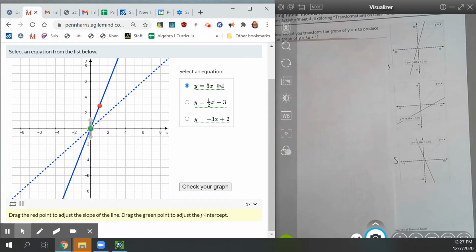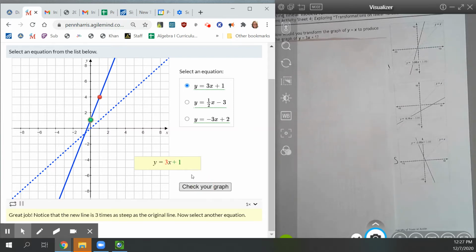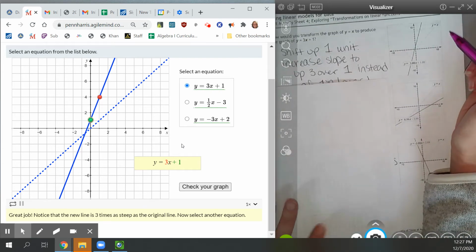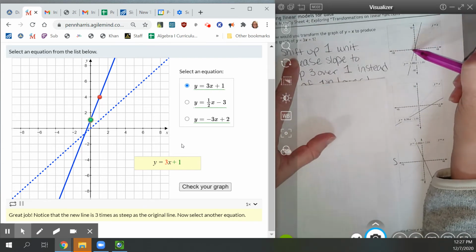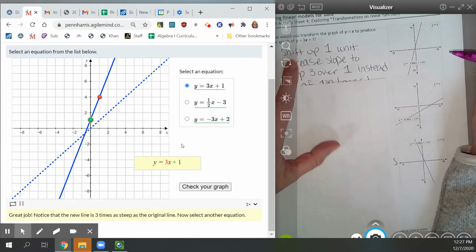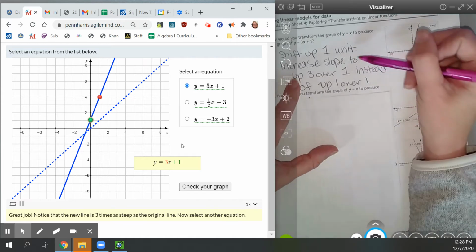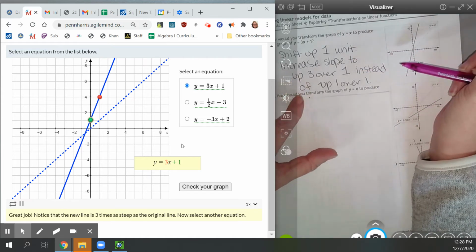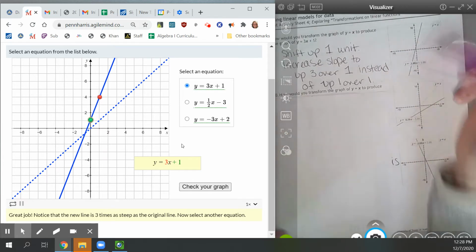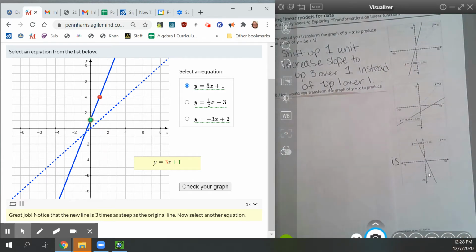Okay. Now it has an intercept of plus 1. So I'm going to bring my graph up 1. Let's check it. Yay! We did it. Okay. So let's talk about what we did. I shifted the graph up 1 unit, and then I increased the slope to up 3 over 1 instead of up 1 over 1. Okay. So now let's go to this next equation.